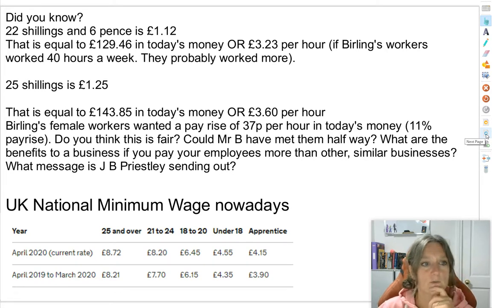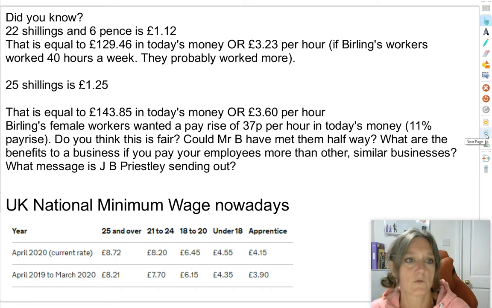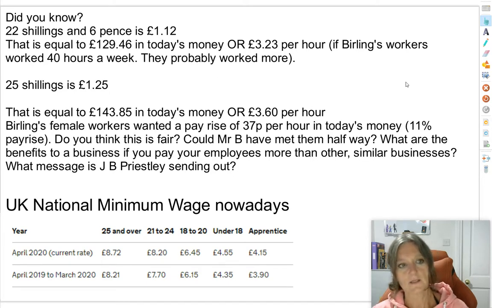So just a little aside now. When it says the girls were earning 22 shillings, 22 and 6, that's short for 22 shillings and 6 pence. And in Edwardian money, that's worth £1.12. It's not very, very much at all. Now, what I did, I ran this through an inflation calculator, and that's equal to £129.46 in today's money, which when you look at it like that doesn't sound too bad, especially not to a 14 or 15-year-old, I guess.